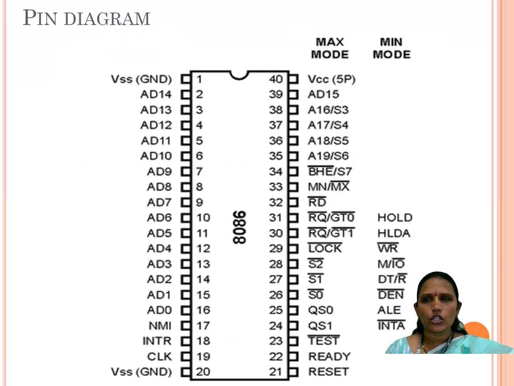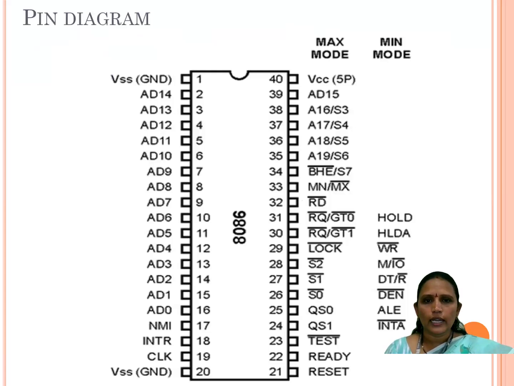Coming to the pin configuration of 8086, it consists of a total 40-pin IC in the form of a dual inline package, DIP. Just observe the pin configuration of 8086. As I already told, the 8086 can be operated in two different modes of operation, minimum mode as well as maximum mode. For the minimum mode, some pins perform different operations, and other than that, it is performed in maximum mode.